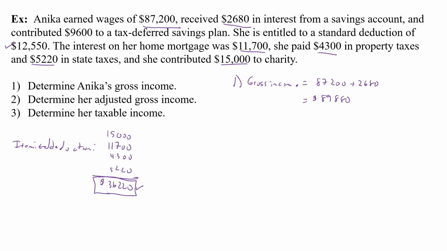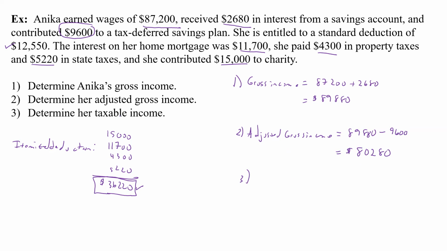But before we can do that, we need to find her adjusted gross income. So adjusted gross income is basically taking her gross income, the 89,880, minus any adjustments. Her adjustment is how much she contributed to the tax deferred savings plan, so that's the $9,600. So we'll subtract off $9,600. And that leaves us with an adjusted gross income of $80,280. Now, like I said, we did this a little bit early because I wanted to make sure I had room over here.